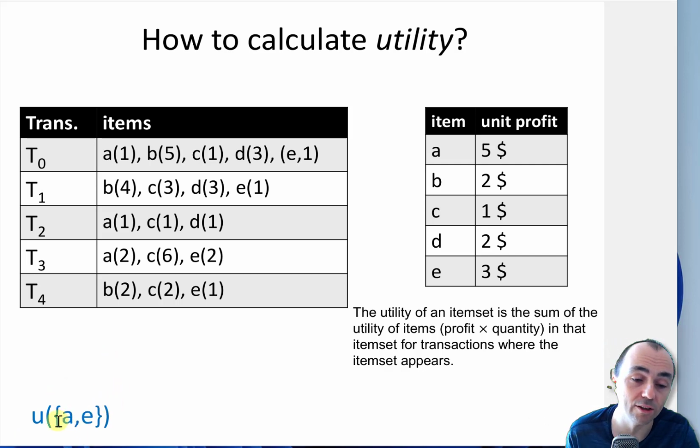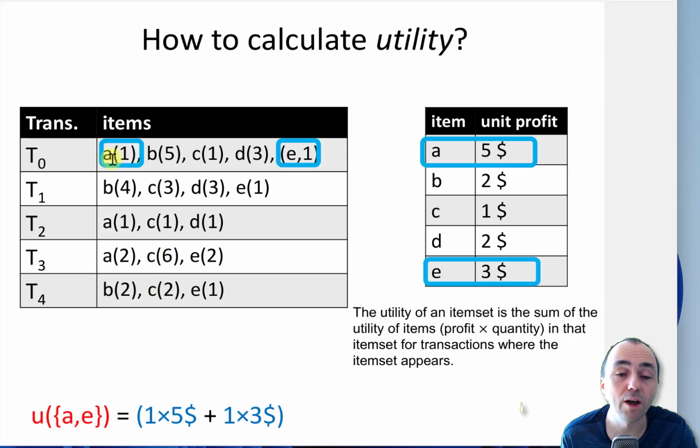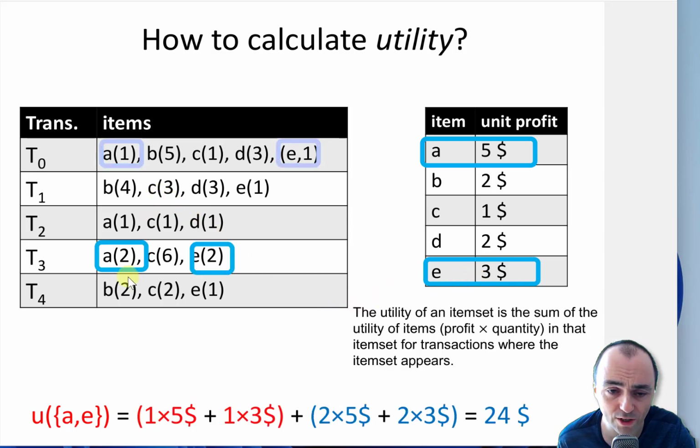So to calculate the utility of A and E, we call it U(AE). We look where A and E are purchased together. In the first transaction we have A and E. So we have 1 apple. 1 apple is $5, so 1 multiplied by 5. 1 egg, 1 multiplied by 3. 1 egg for $3. Now we look at the other transaction. We have again A and E together. They must be together. So 2 apples for $5, 2 multiplied by 5, and 2 multiplied by 3 for the eggs. 2 eggs for $3 each. There are no other transactions that contain A and E together. So the sum of all of this will be the profit when people buy A and E together, the utility of the itemset A and E: $24. So this is how we calculate the money, the utility.